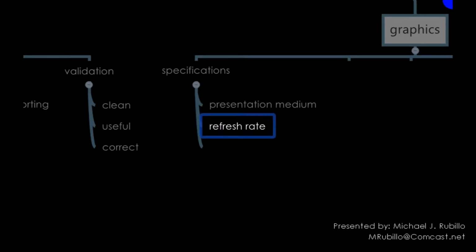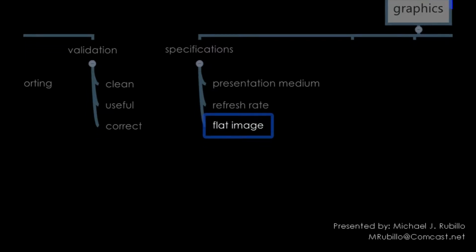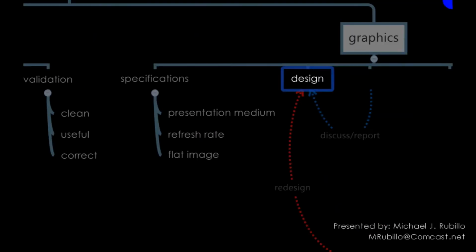What the refresh rate is. Sometimes our information graphics are processing data in real time and refresh in real time, so we need to see how often we have to refresh the data. And that's going to change the requirements of the presentation medium. And then we'll look to see if we're going to be producing flat images, movies, or WAV files.